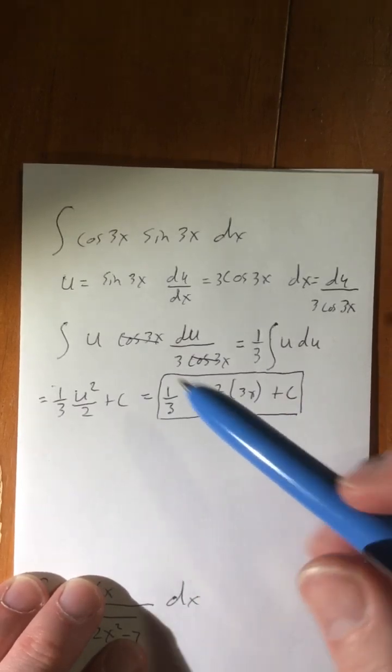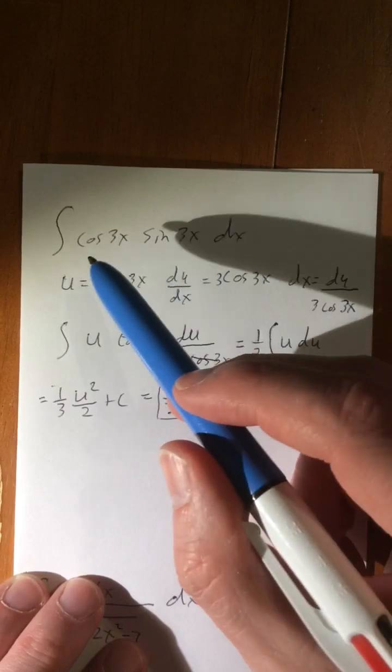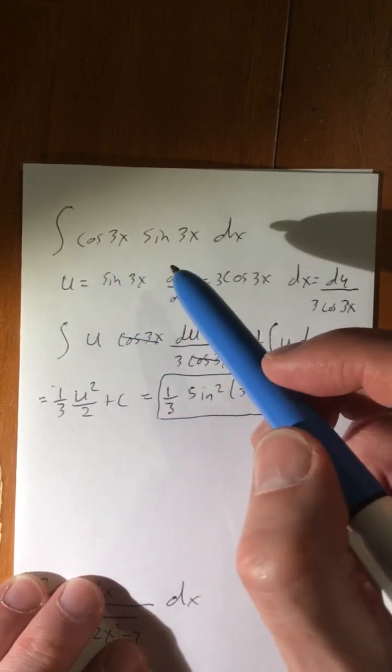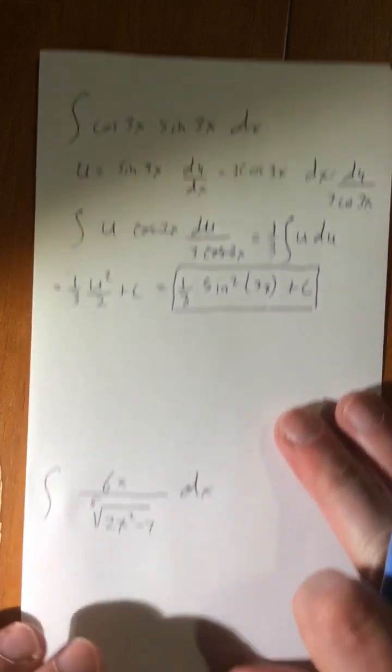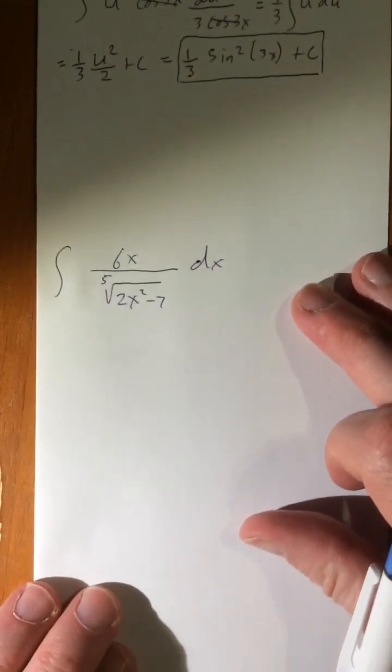There's our first integral. And the key here, again, is to figure out which one of these things looks like it's the derivative of the other. And in this case, it doesn't really matter. One is just as good as the other. Okay. So let's jump down here.